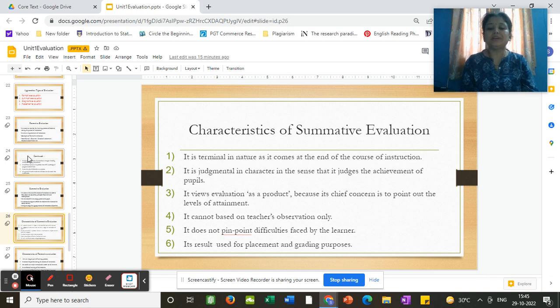Then its results are used for placement and grading purposes. The major purpose of taking the summative evaluation is to get them placed or promoted to the next classes and to give them grades.